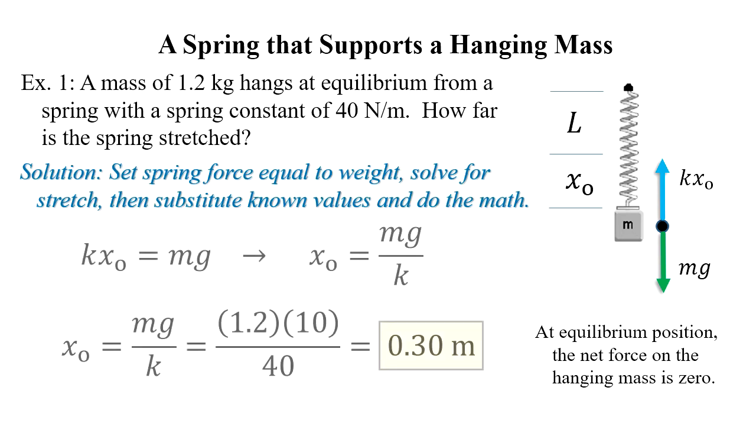Here is a quick example question. These are the kind that you need to get used to, so that when you see them on an exam, you recognize it for the easy question that it is. A mass of 1.2 kilograms hangs at equilibrium from a spring with a spring constant of 40 newtons per meter. How far is the spring stretched? Well, this is a question about equilibrium position. Feel free to pause the video for a moment to try to solve this one on your own.